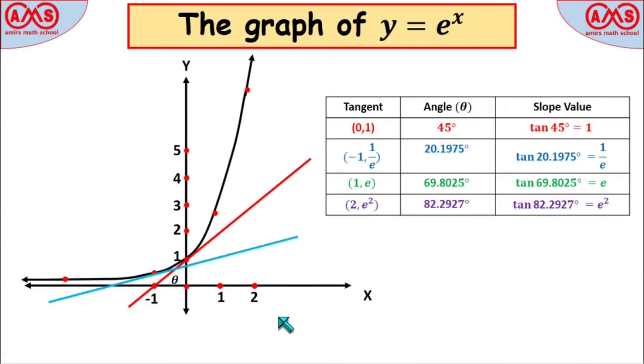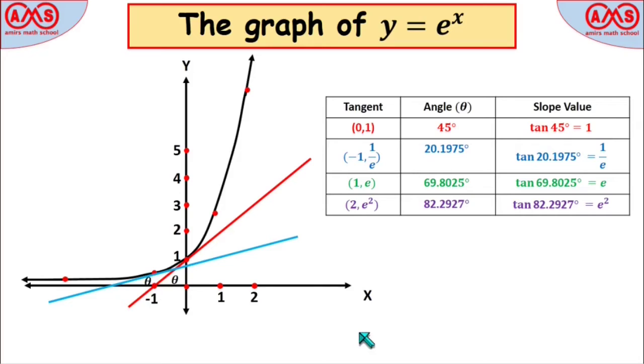At this point, we get another angle. The value of this angle is approximately 20.1975 degree. And if we find the value of tan 20.1975 degree, it is exactly equal to 1 by e. And if we take this angle exactly, this value will be exactly 1 by e. At this point, that is minus 1, 1 by e, the value of slope is again 1 by e.